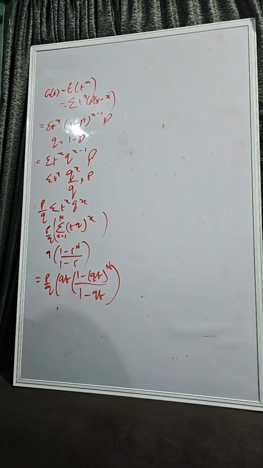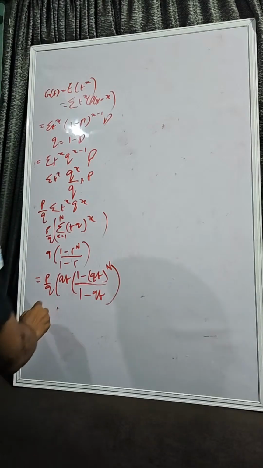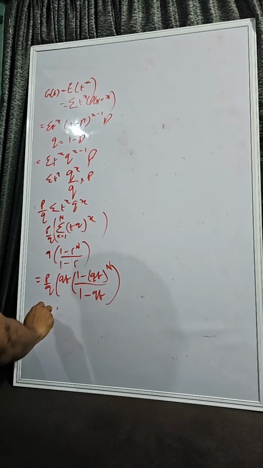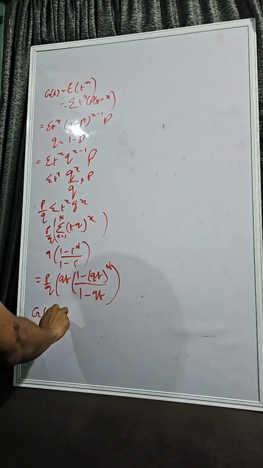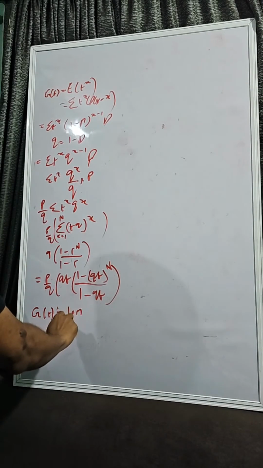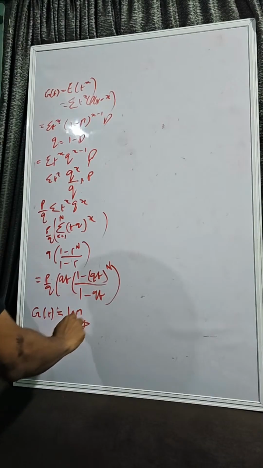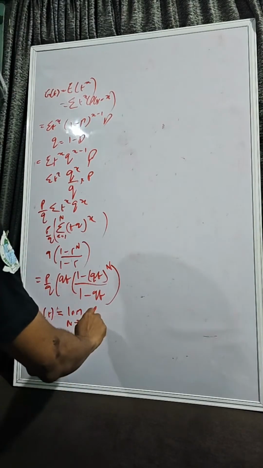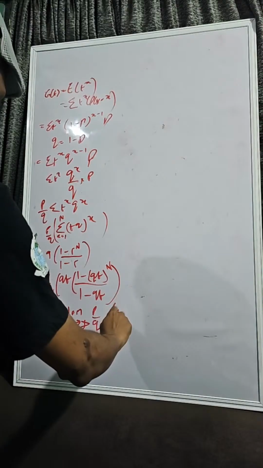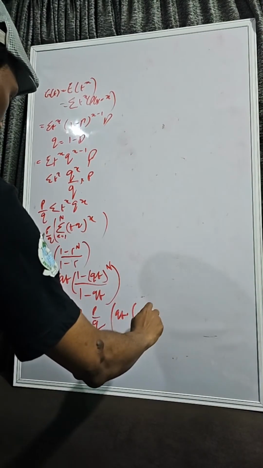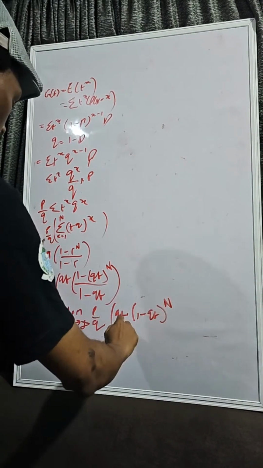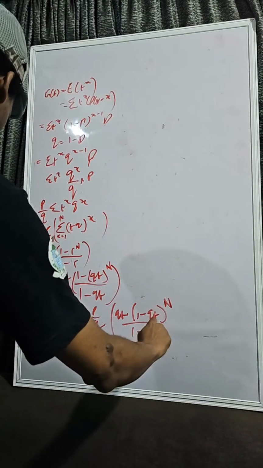Sorry about that. We're almost done. So now you have G of T limit N as it tends to infinity for P of Q times QT 1 minus QT N over 1 minus QT.